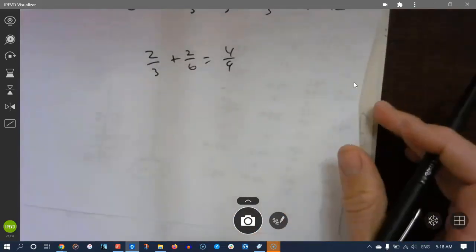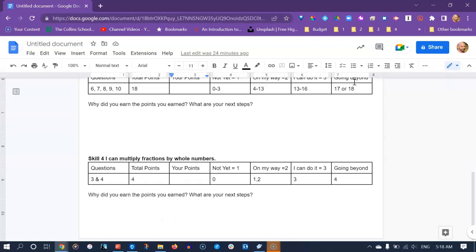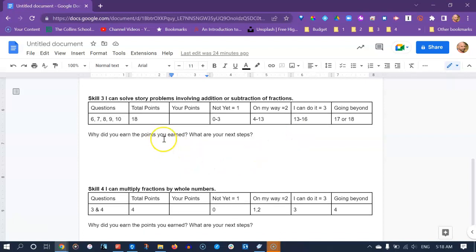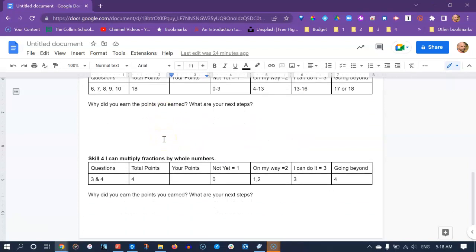So here, pause it and go back to your document. 18 total points. How many total points did you get? Where are you on the scale? Why? And what are you going to do next? And let's go back to problems 3 and 4.